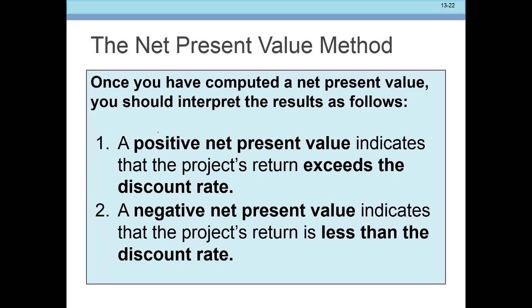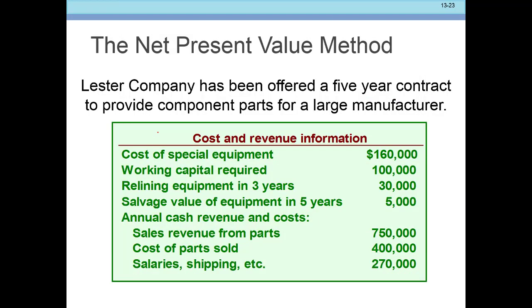Okay, so let's just go ahead and take a look at this example where we'll use the net present value method, and we have this cost of this equipment, $160,000. That's the initial amount going out. We have a tie-up of working capital at the very beginning. That's $100,000 going out. In 3 years, and this is where we start getting into comparing cash flows from different periods, 3 years from now, we're going to have to reline the equipment. So we're going to have some repairs and maintenance that we're going to have to make in 3 years.